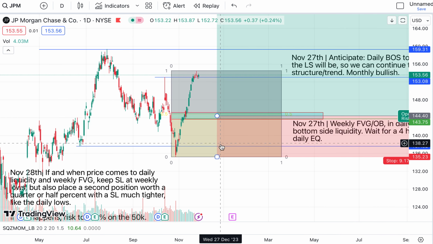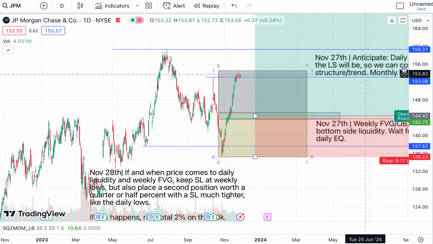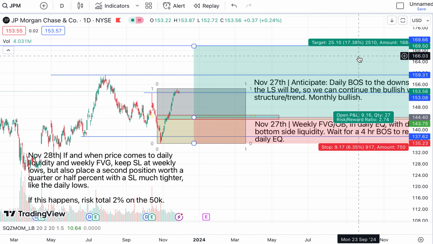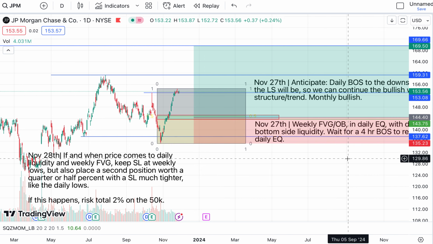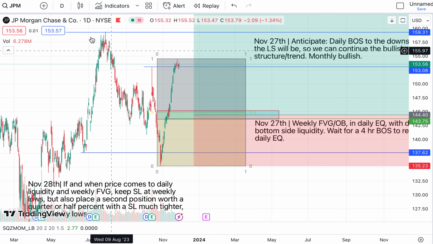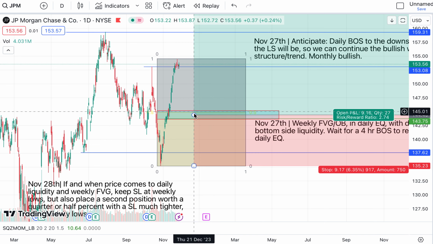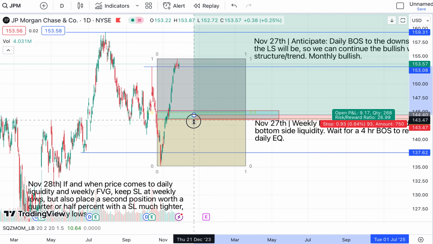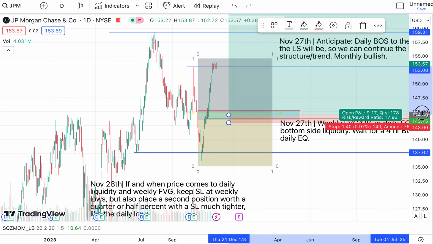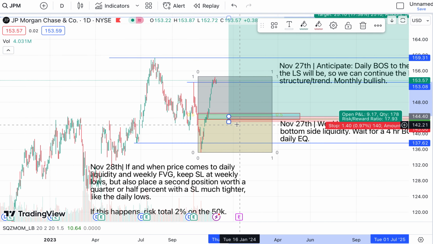And it would be a nice risk to reward. I would put maybe a 1.5% on this, 2.75 to 1, and then I would put maybe a 0.5% on a daily, a tighter stop loss here, so I can get something along the lines of this. And that's a nice 18 to 1.